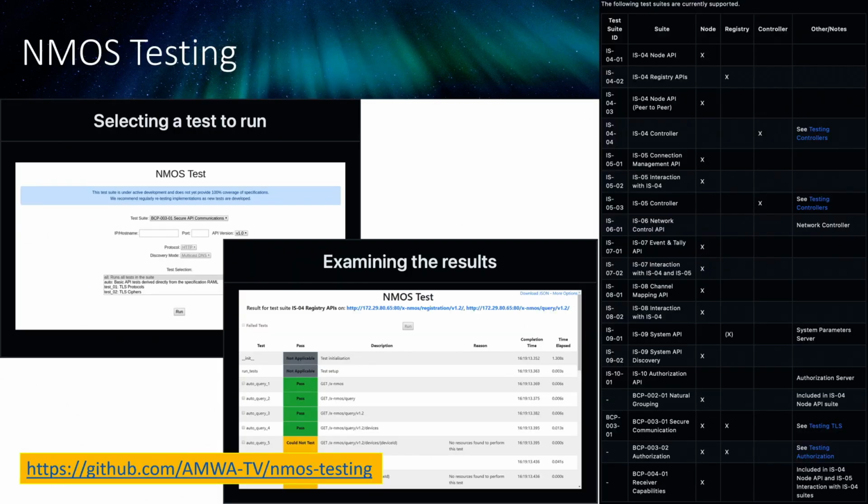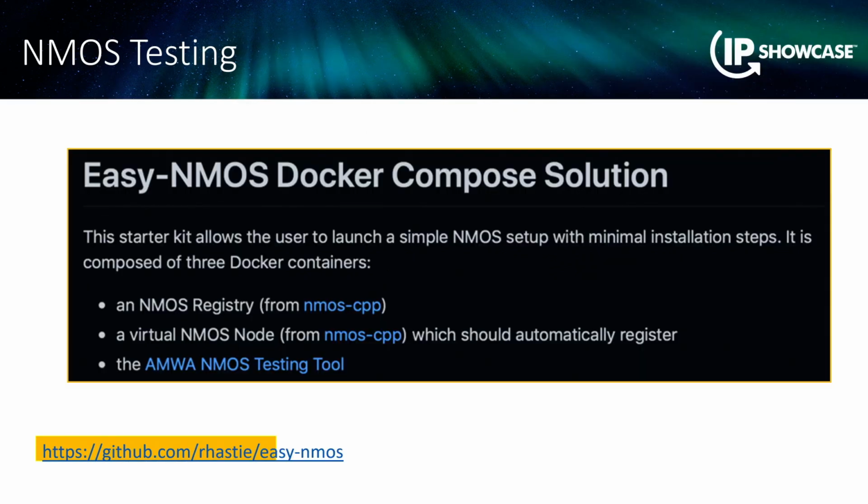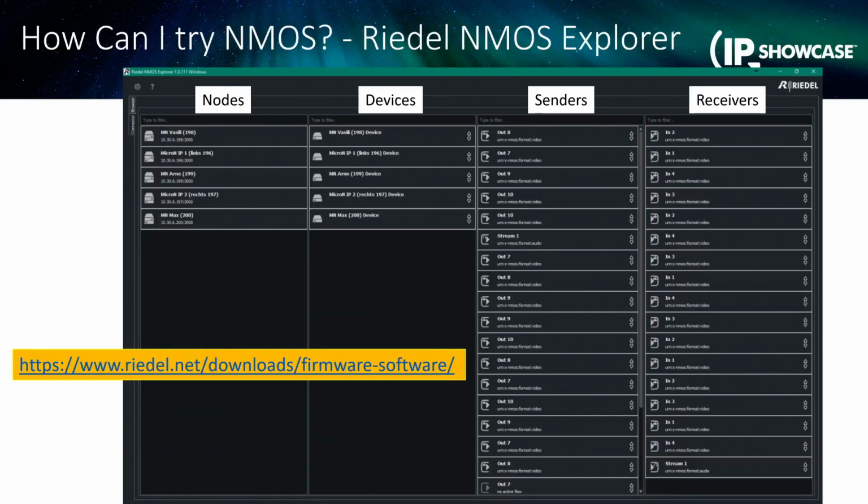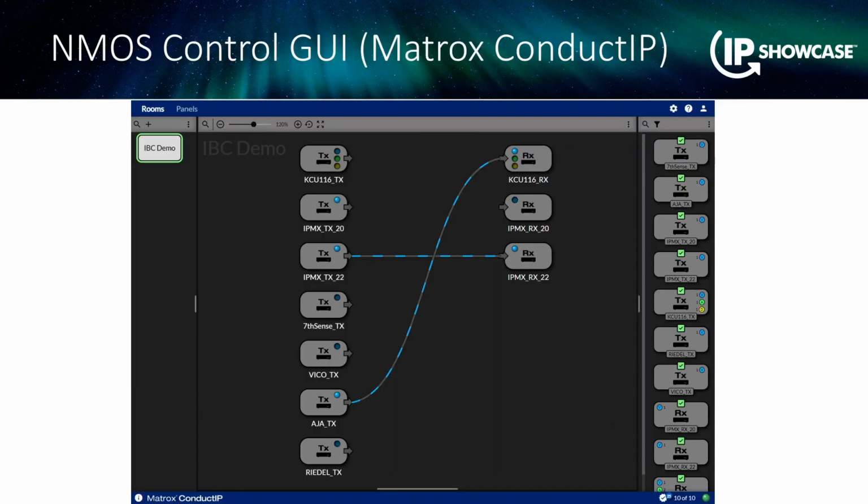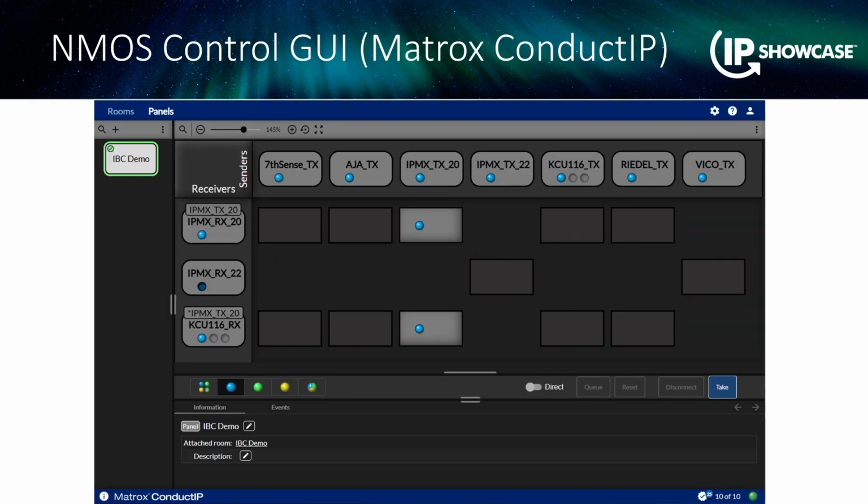There's a testing program out. If you want to be able to test devices you purchased or you manufacture, you can download this NMOS testing program that they use in the JT-NM test. You can test all your own devices. You can download a Docker container with the registry in it. You can download this program called Riedel NMOS Explorer, and you can run it on your PC and connect to all your NMOS devices and drag and drop stuff. You can buy a nice little program from Matrox called Conductor IP, which allows you to drag in devices and switch them in an XY matrix, much like you're used to.